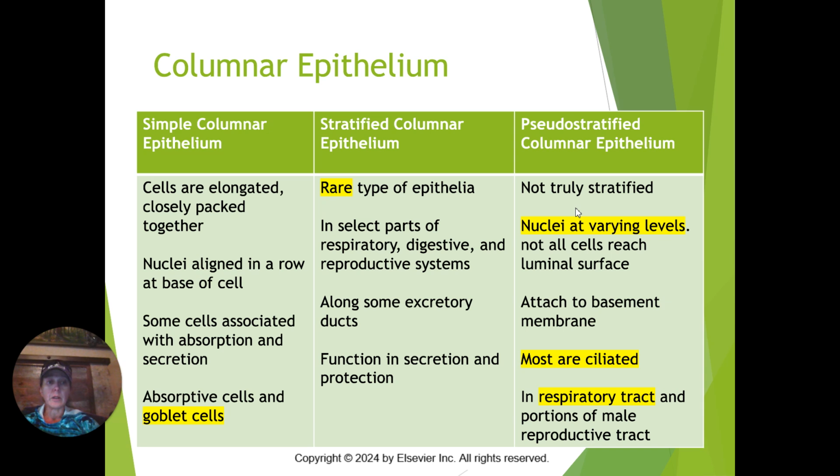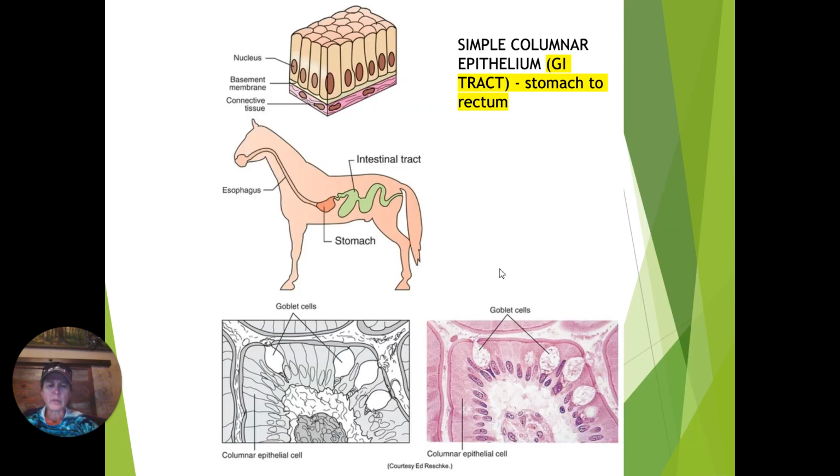Most pseudostratified columnar epithelium we see in a body is ciliated, and so the respiratory tract is really where we're going to see a lot of this pseudostratified columnar epithelium. This stratified columnar, sometimes we'll find it in some excretory ducts, particularly in the urethra of some species of animals. Simple columnar, again, from the stomach all the way to the rectum, is composed of simple columnar epithelium. This schematic representation shows you the goblet cells that are interspersed within the simple columnar epithelium.